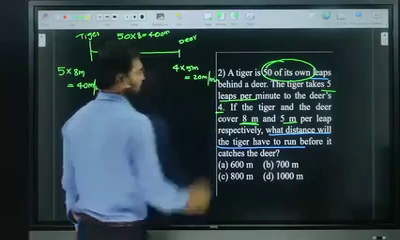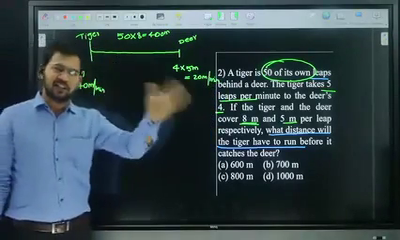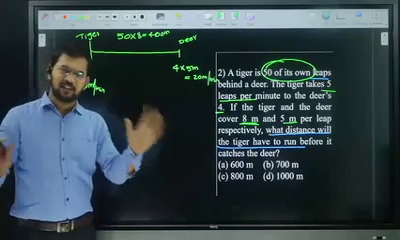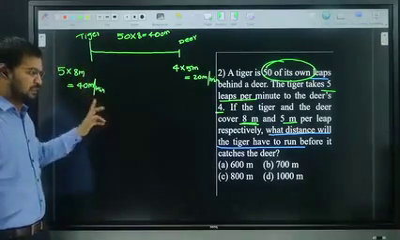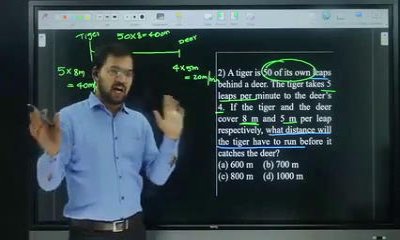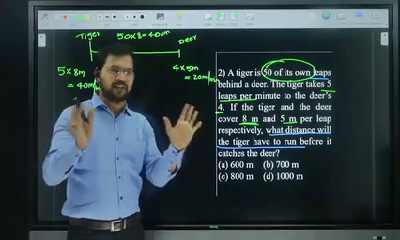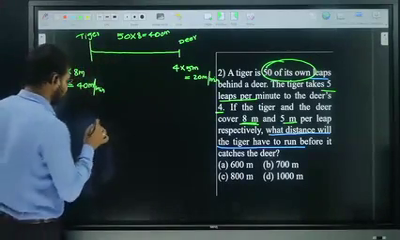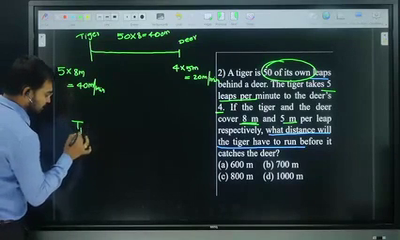Indirectly they have given the data here. Look at me, all of you. The distance between the deer and the tiger is 400 meters. The tiger's speed is 40 meters per minute, and the deer's speed is 20 meters per minute. I already told you, a chasing case is always in the same direction. They're asking for the tiger's distance.